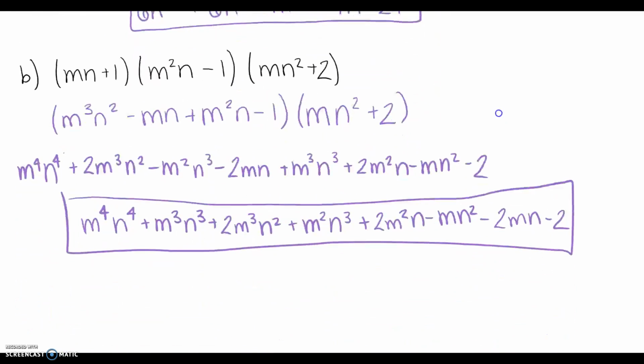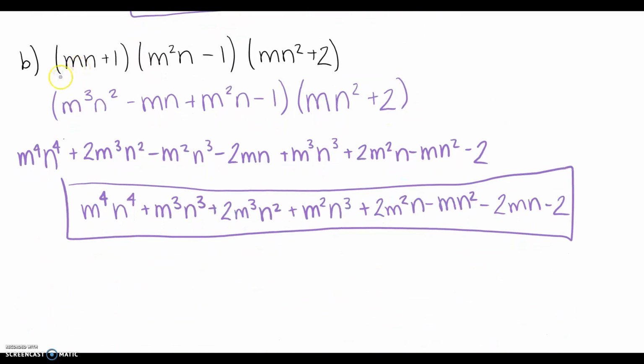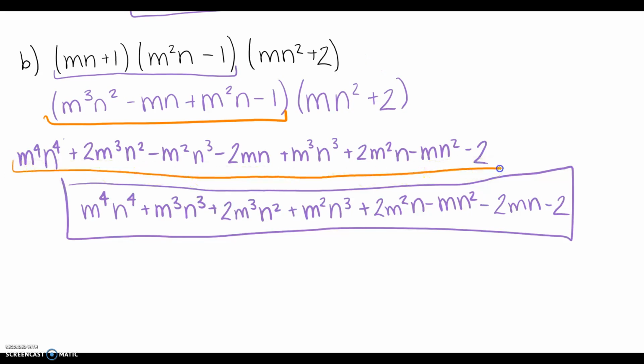B is a little bit more intense, so you first need to combine the mn plus 1 times the m squared n minus 1, and you should get m cubed n squared minus mn plus m squared n minus 1. So that's this. And then you need to distribute each one, and you get this mess.